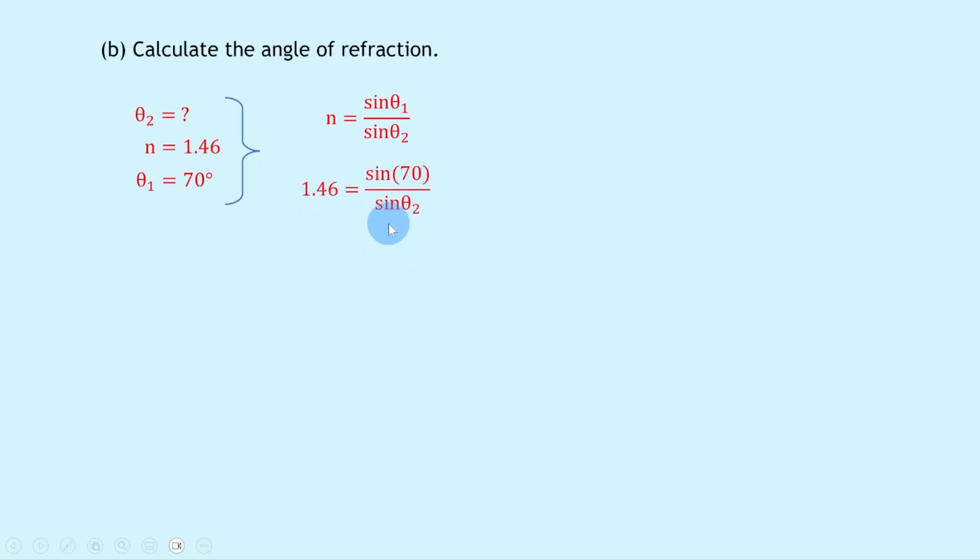equals sine 70 over sine of θ2, and cross multiplying here to get sine of θ2 on its own on the left hand side, we can essentially just swap these two values round, so we get sine of θ2 equals sine of 70 divided by 1.46, and if you do that in your calculator, you should get a value for sine of θ2 of 0.643 and so on, and then keeping those digits on your calculator and doing inverse sine or shift sine, then you should get a value for θ2 of 40 degrees.